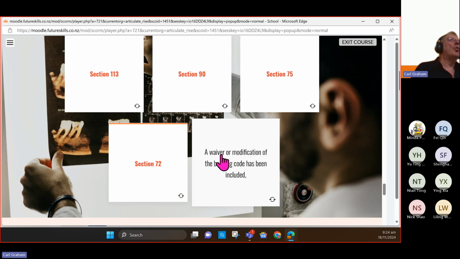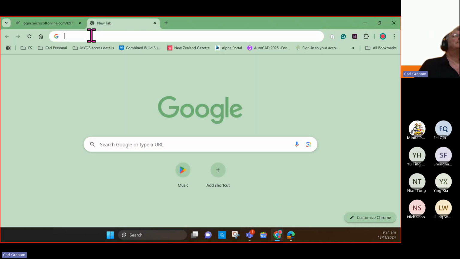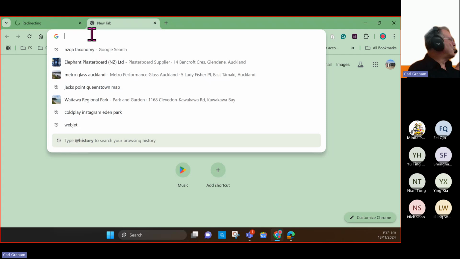So the concept of a waiver or a modification is exactly what happened to my mother-in-law when she wanted to get her house completed for a code compliance. The main one that I can think of is, can you remember the building code for durability? Can you remember the letter?